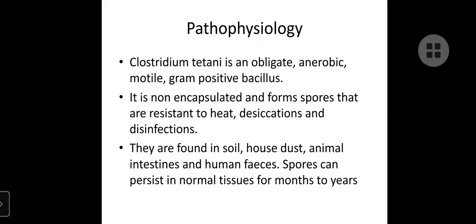just any cut by any object. So the bacteria that causes it is the Clostridium tetani, which is an obligate anaerobic, motile, gram-positive bacteria. It is non-capsulated and it forms spores that can resist heat, desiccation, and infection. And these bacteria are readily found in the environment. You can get them on the skin, dust, intestines, feces, and even the saliva of animals. And these spores can persist in the environment from months to years.